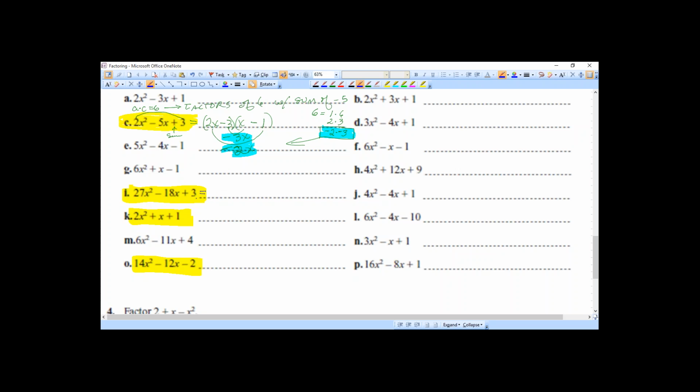I is one where you need to factor out the common monomial factor. All of these are divisible by 3, right? So we need to take out that common monomial factor. What's left over when I take a 3 from the first term? We have a 9x squared. If I take a 3 from negative 18, I should have minus 6x. And then take a 3 from 3, and we're left with 1.